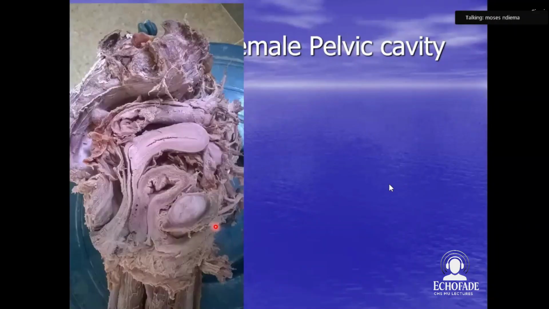For the female pelvic cavity, a transverse section just to look at the topography of the female pelvis. We've taken this from the specimens within the department, where we have the pubic part anteriorly. We have the fundus. This is what we call the fundus here, the rounded part of the bladder. This is the bladder, sorry, the bladder.